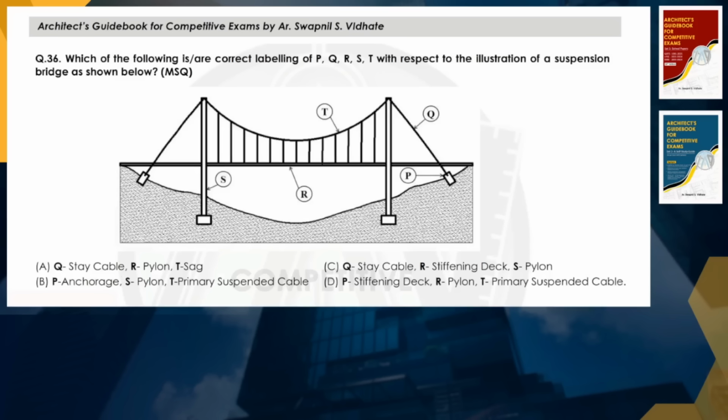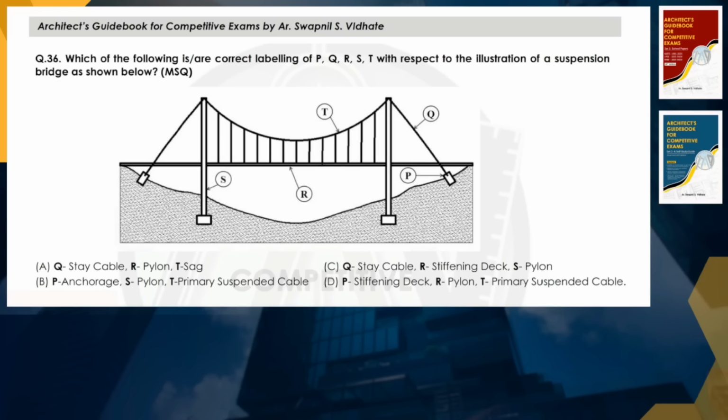The next question, question 36, asked which of the following is or are the correct labeling of P, Q, R, S and T with respect to the illustration of a suspension bridge as shown below. This illustration was provided. We have to correctly match the nomenclature of S, R, T, Q, P from the given options.